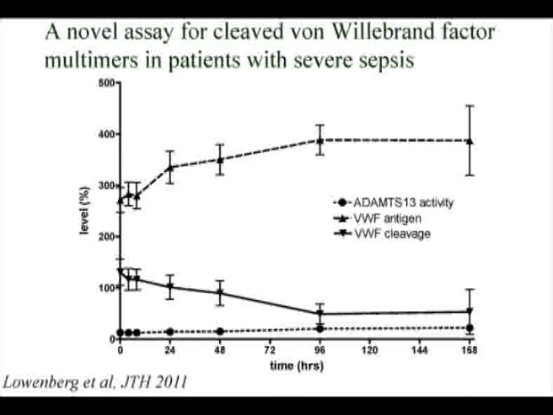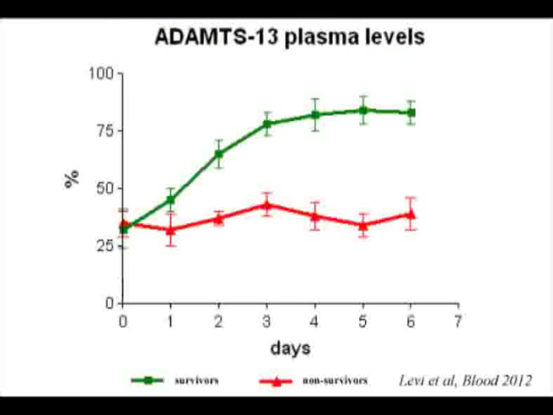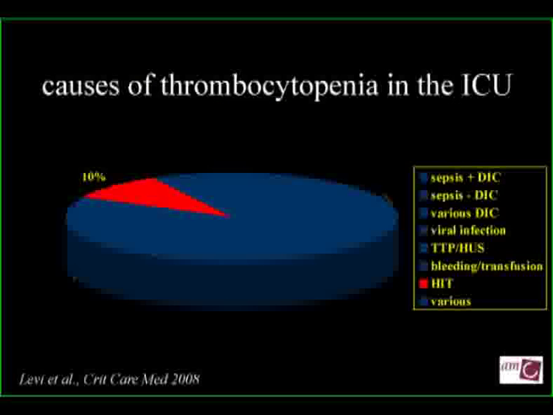And actually, if you measure ADAMTS13 plasma levels, which is not very complex, this is interestingly related to survival in critically ill patients on the ICU. A sustained depression of ADAMTS13 levels had a much lower survival rate than in patients in which the low level of ADAMTS13 actually went up after a couple of days.